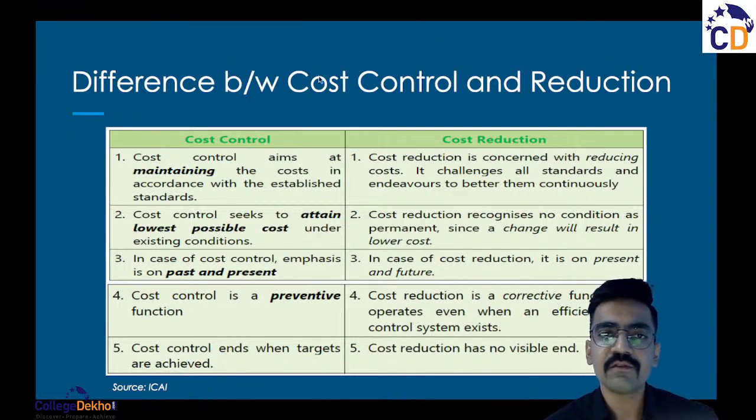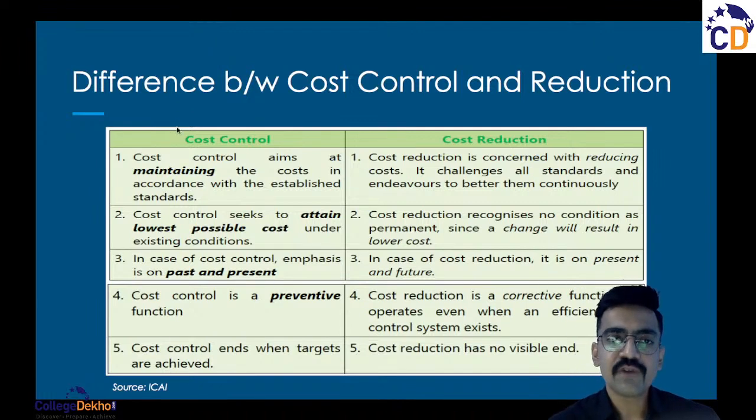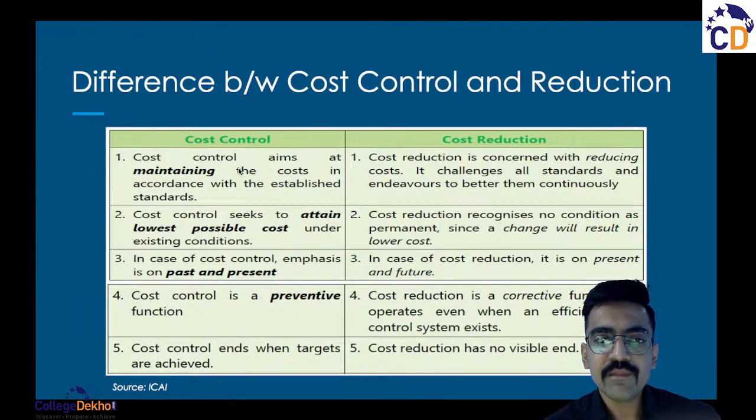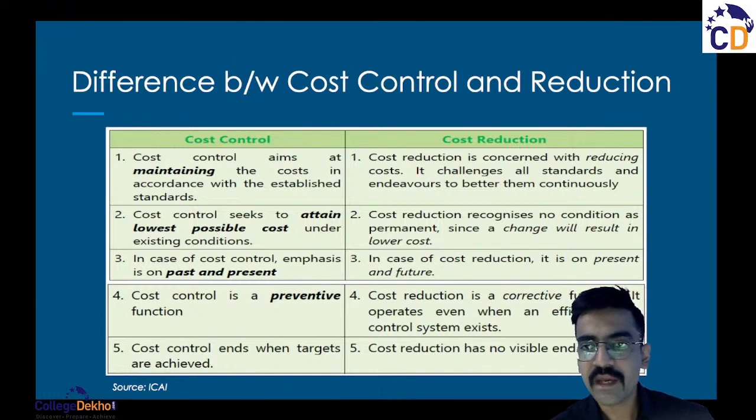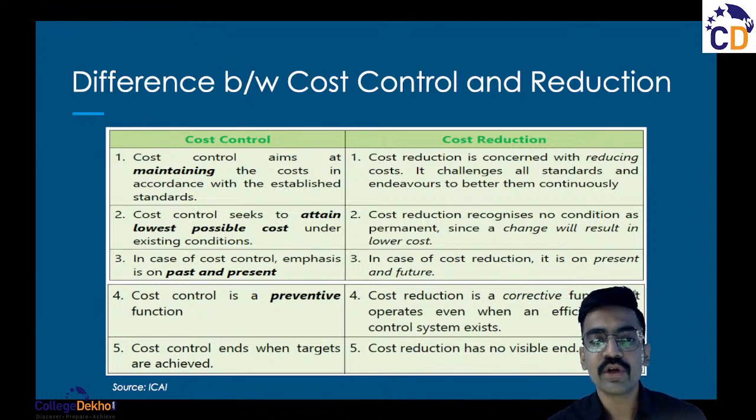Right, now let us look at a few basic differences between cost control and cost reduction, just to give you a basic, brief understanding of how these two are different. So first of all, cost control aims at maintaining the cost in accordance with the established standards. Just like we talked about, it is concerned with just the controlling aspect of the cost, in controlling the cost so that it does not go beyond a certain standard that has been set by the company.